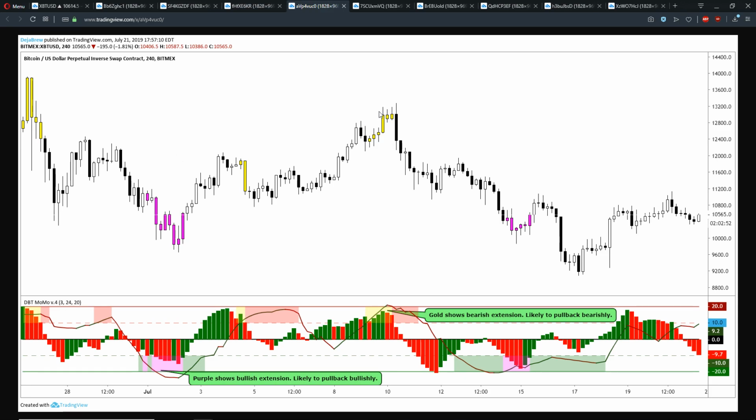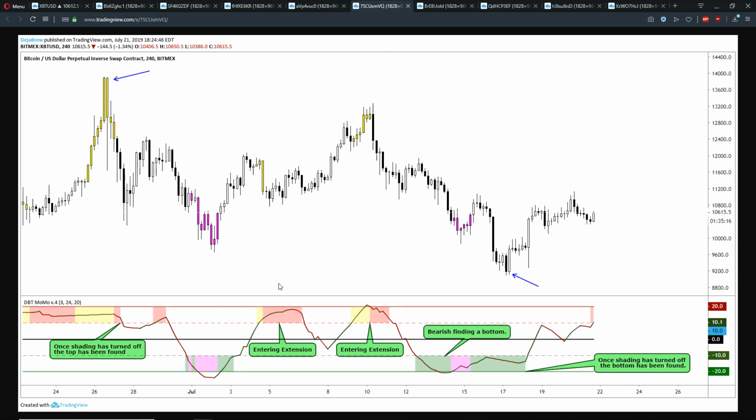Now you can see these colorations and these extensions go on for a long time. It's kind of the same mentality as an RSI when it's overbought or oversold, but it's very rare, and you typically will only see that in very strong trends. And it has a much higher strike rate than a standard RSI or other indicators of the sort.